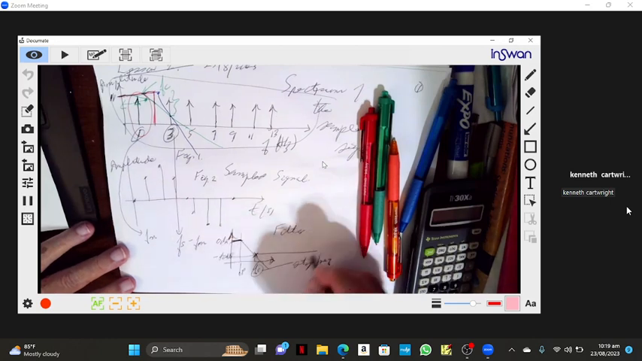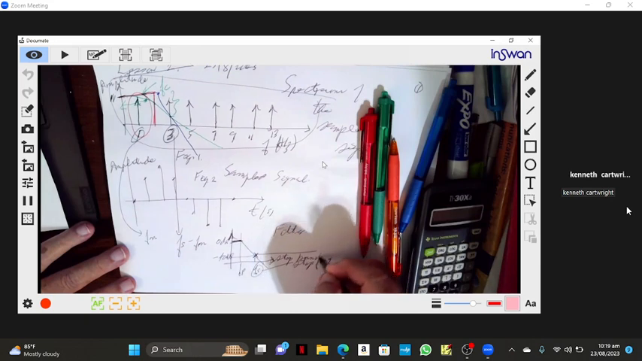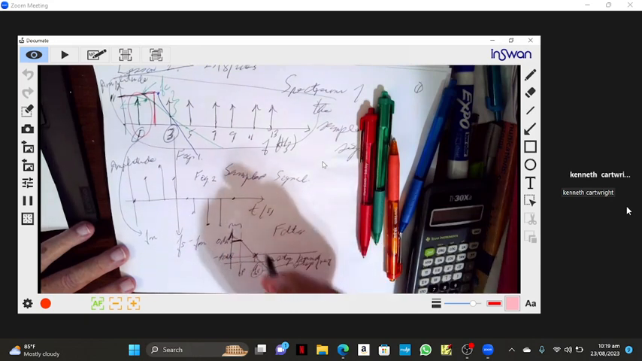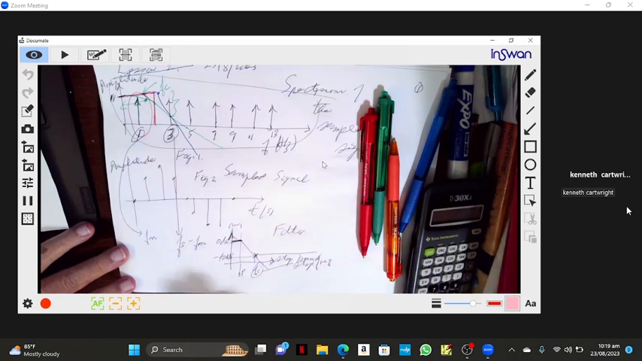This is called a stop band, remember? This is a stop band. What was this band here called between 0 and FP? What was that called? Pass band.